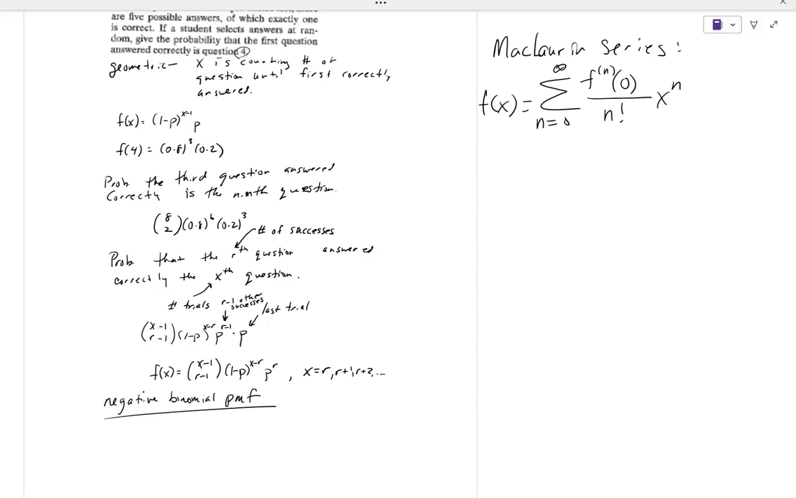Well, here's the function that we're going to look at. I'm going to look at f of x equals 1 minus x raised to the negative r. And this is where the name negative binomial comes from. Binomial, because I've got a 1 minus x inside the parentheses. Negative binomial, because I got a negative exponent. So that's where the negative binomial comes from.